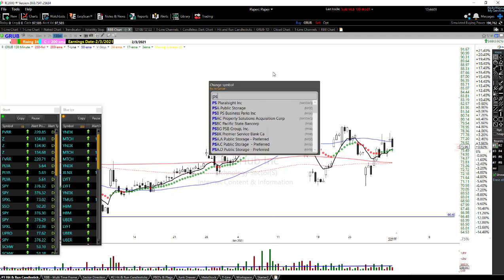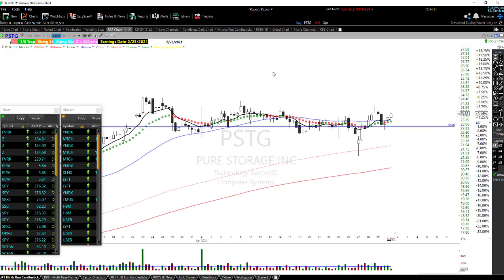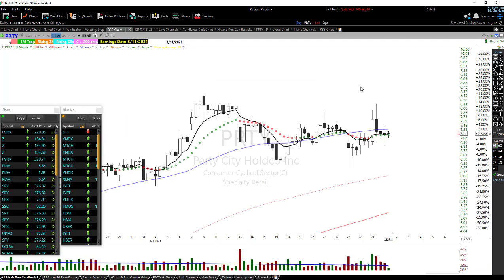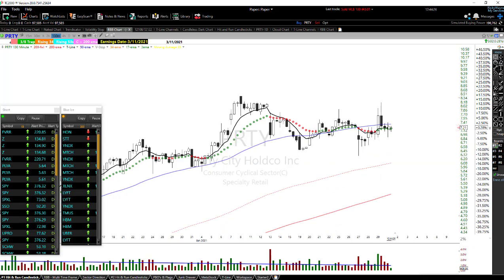Let's take a look at PSTG. There we go. Earlier, right here, that was triggering for a blue ice failure. Let's take a look at PRTY. This is triggering that blue ice failure. Triggering just the fact that it's setting up, not that it's triggering a buy or anything.